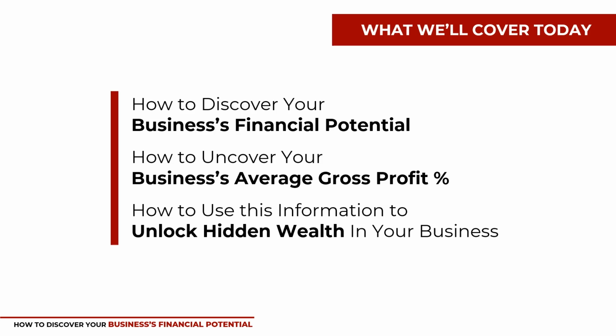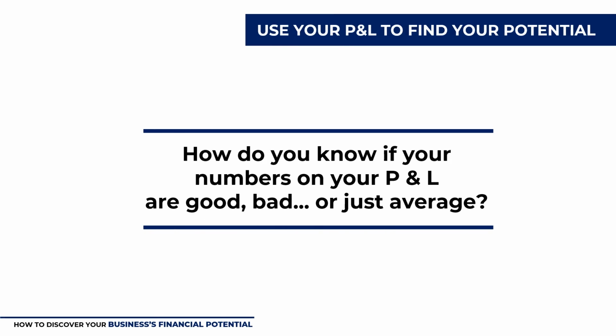But consider this. How do you know if your numbers on your P&L are good, bad, or just average? That's a tremendously important question. Consider that word average for a moment. Average means that 50% of businesses are above the average and 50% are below. If you're having financial issues in your business, there's a good chance you're in that below average group. In this session, we'll help you to determine where your business falls on the average scale, above or below, and once you know, we can then show you how to unlock the wealth currently hidden in your business.